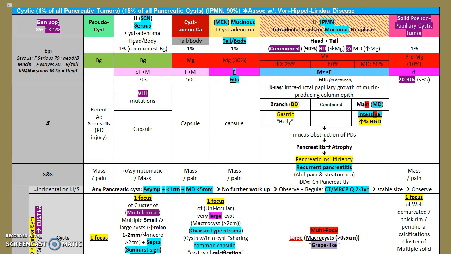The other thing when we talk about the location now is that serious people usually use their heads, alright, and the loose people, they use their tails and bodies. Also, the IPMN is a serious disease, so usually it's in the head more than the tail. So serous head, mucinous tail and body, IPMN head. That's easy now. Now we know that serous is the commonest benign, and the branch duct is the commonest among the ones that have malignant potential.